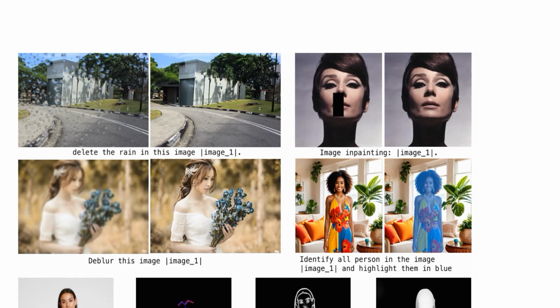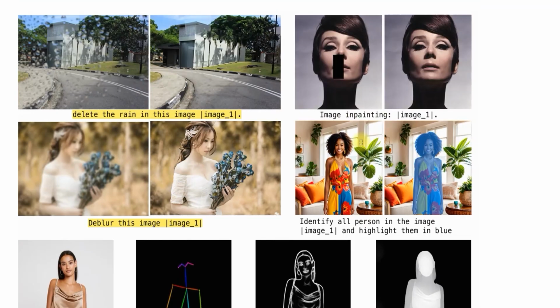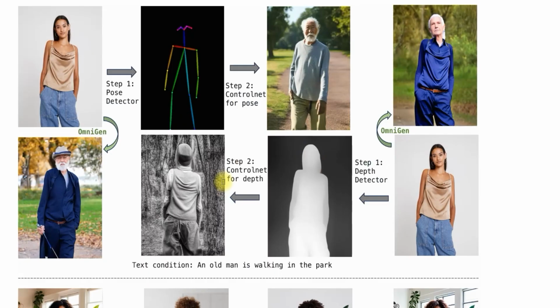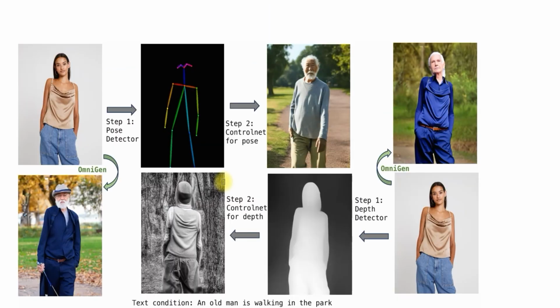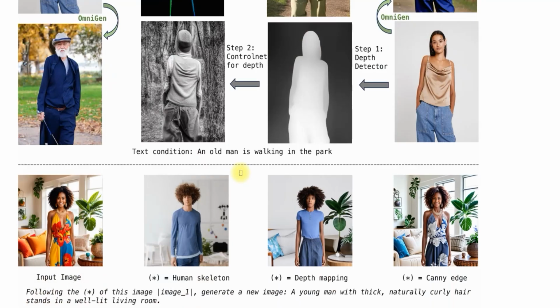OmniGen can also handle traditional image tasks beyond fun edits. This example shows OmniGen working on things like deblurring, recognizing human poses, and improving image quality. It can fix small things like removing rain or adjusting lighting, and it can also handle complex tasks like recognizing human poses and creating depth in images. So, OmniGen isn't just a toy for making cool images, it's a super useful tool for anyone who works with images, like developers, designers, and more.